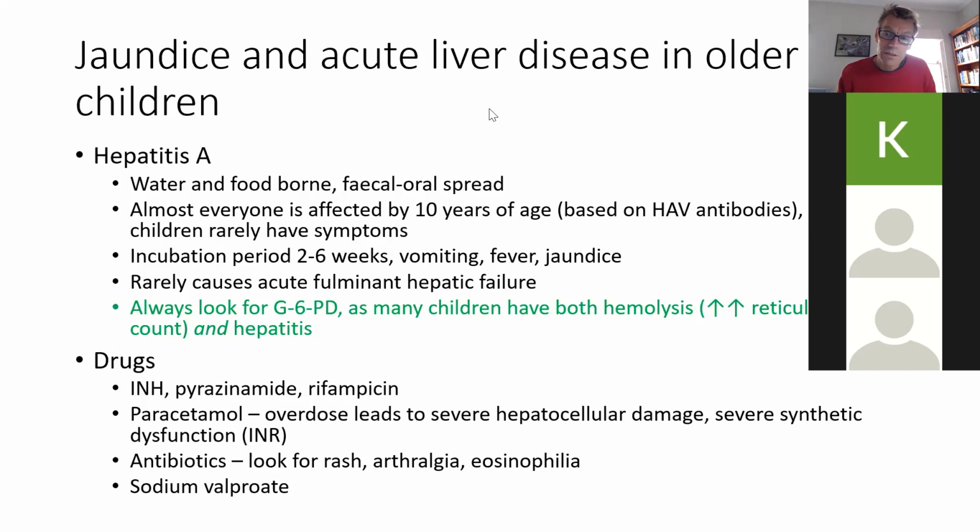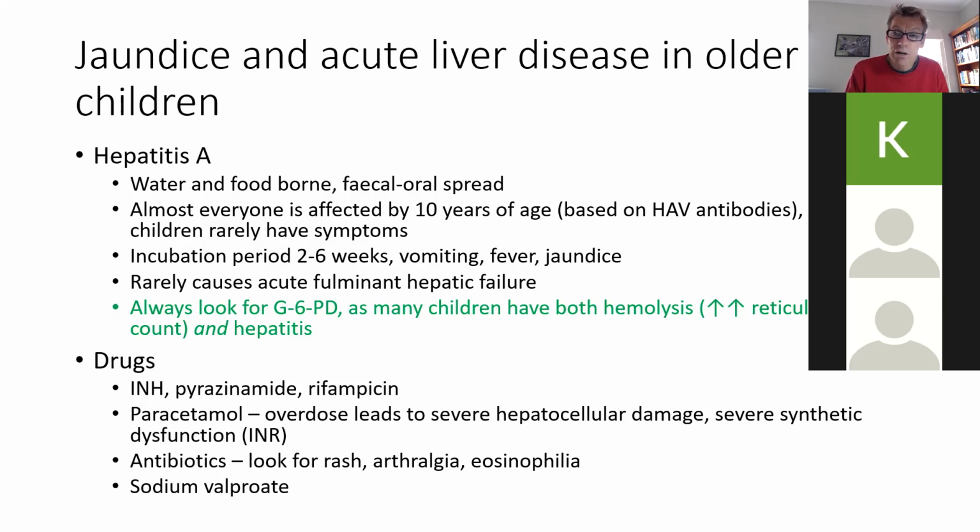I wanted to briefly touch on older children. So we've talked about newborn babies and neonatal jaundice, but there are some common causes of jaundice in older children. And I suppose the most common one is just hepatitis A, viral hepatitis. And that's endemic in many countries. It's just fecal oral spread, just like an enterovirus.